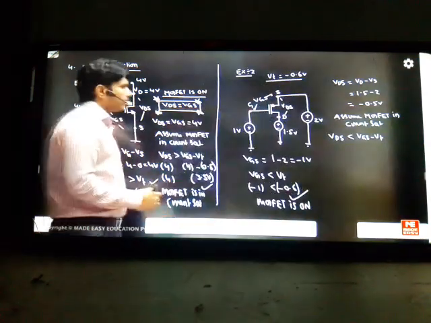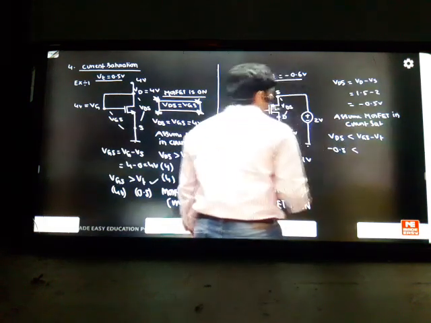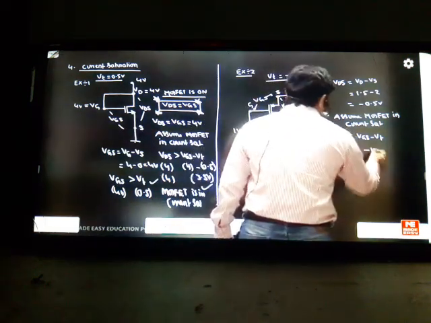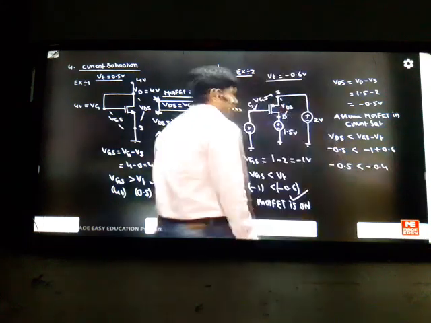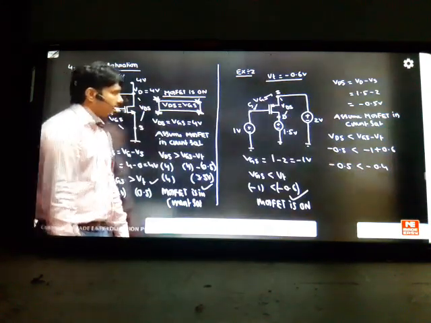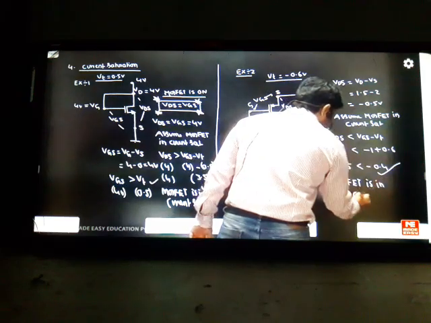If VDS is less than VGS minus VT, you are in current saturation in case of PMOS. So your VDS is minus 0.5, and VGS minus VT is minus 1 plus 0.6. So minus 0.5 is less than minus 0.4, which is correct. So your MOSFET is in current saturation.